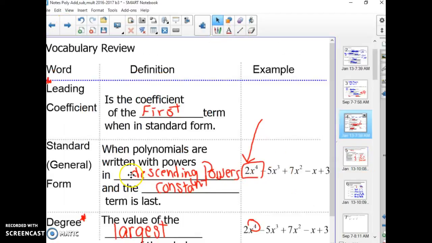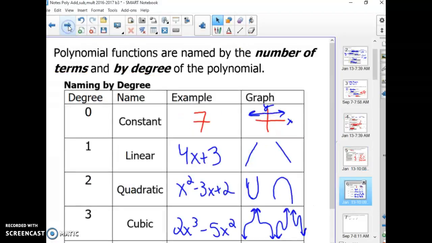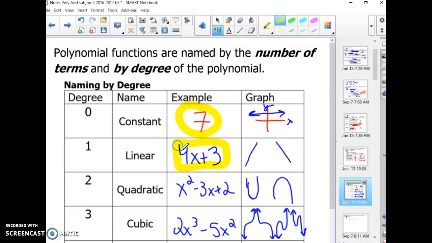A polynomial is written in standard form in descending power. So we've got 4, 3, 2, 1, and on down. So you have leading coefficients and degrees. Naming: monomial, binomial, trinomial, quadrinomial, for 1, 2, 3, and 4 terms, and then by degrees. Remember, constants can be a polynomial. So if I just have a number, that can be a polynomial. Remember, if I have linear stuff, 1, 2, 3, 4, that can be a polynomial.